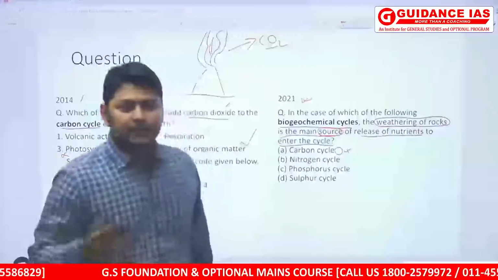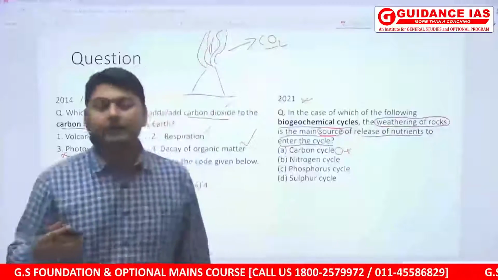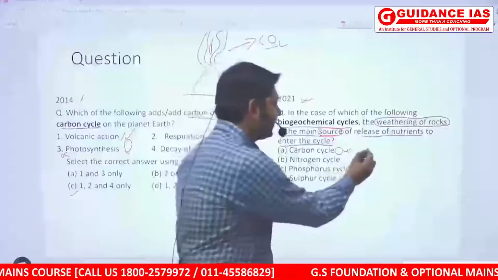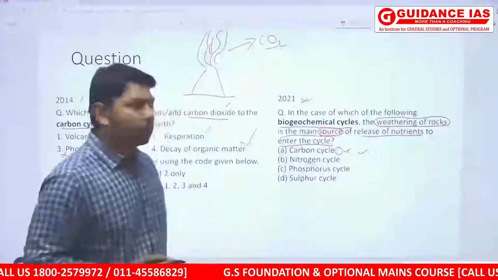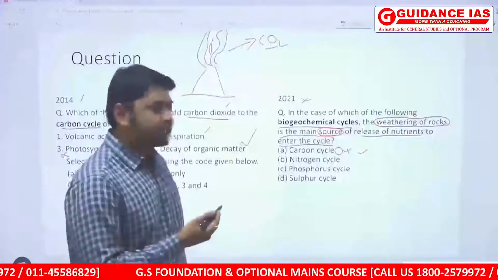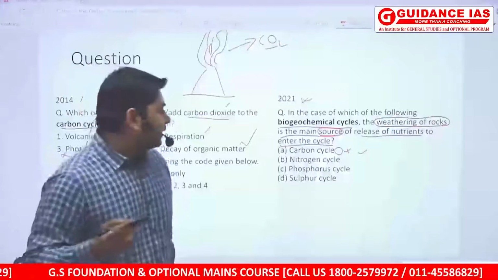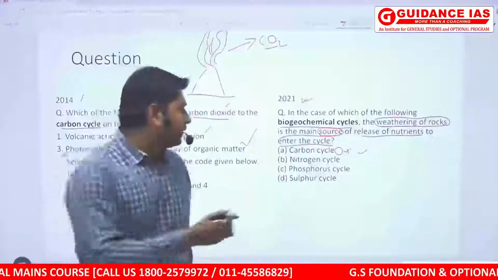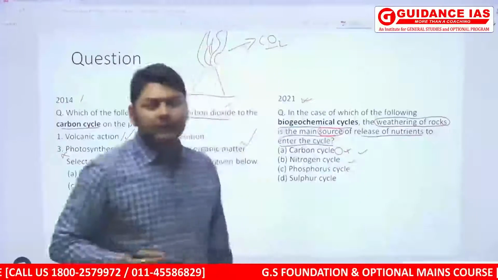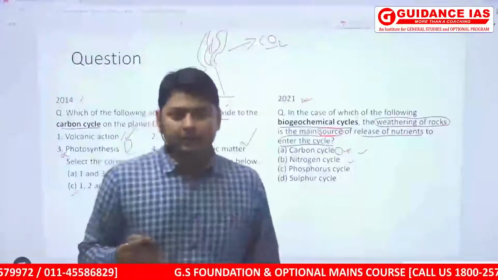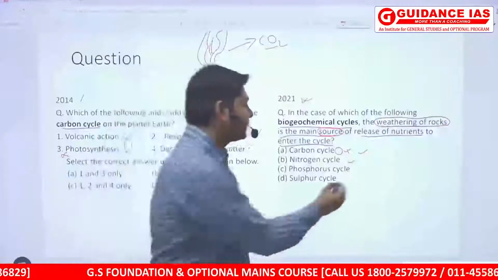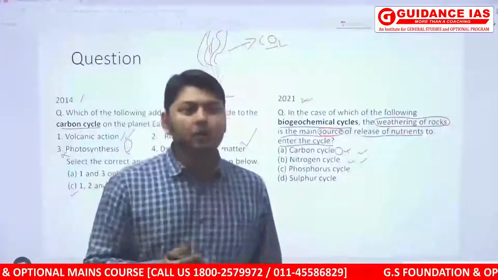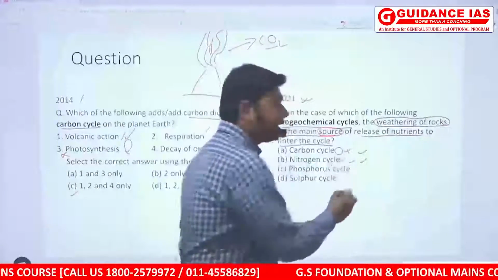Carbon cycle: basically, if we respire or burn some fuel or wood, it will release carbon dioxide, which has an effect on the carbon cycle. Now the nitrogen cycle: if there are a lot of plants and animals, they decay and release nitrogen. Nitrogen oxides are also released from our vehicles, which adds to the nitrogen cycle. But nitrogen is not present in the rocks, so it will not be an answer.